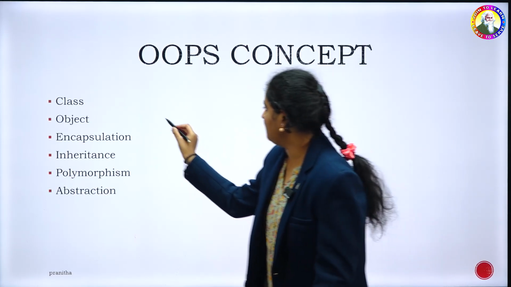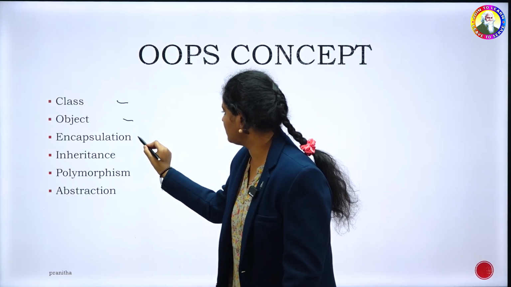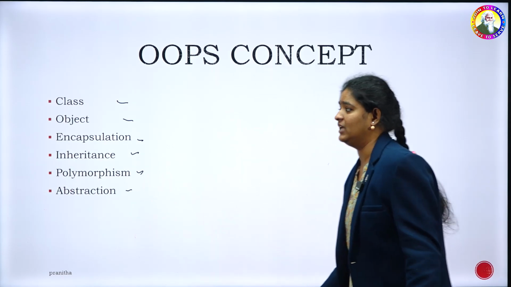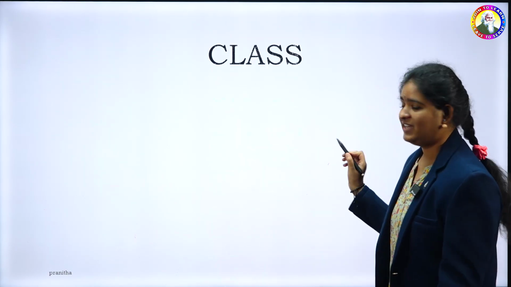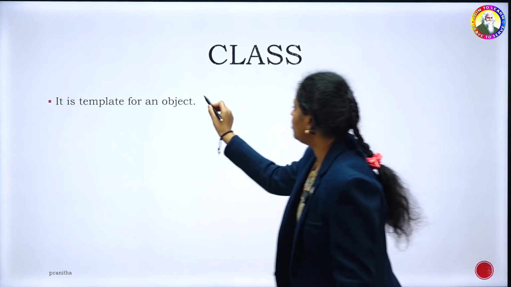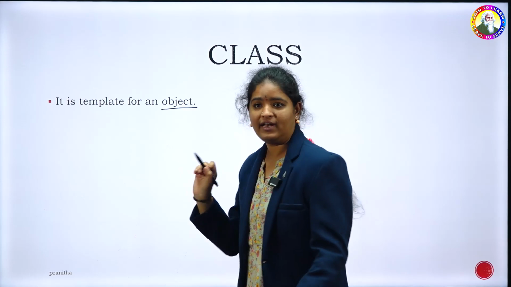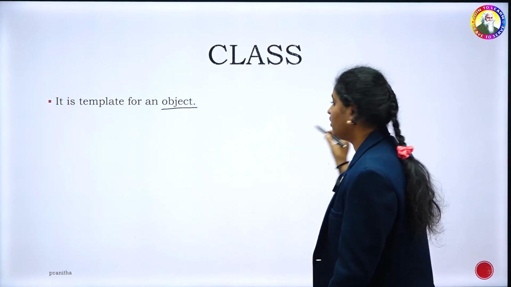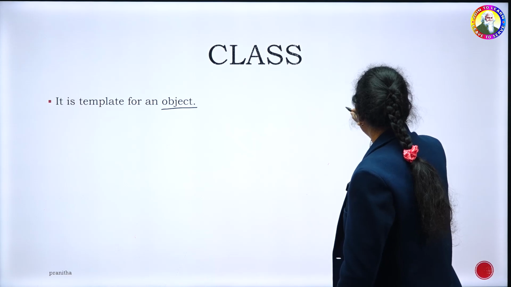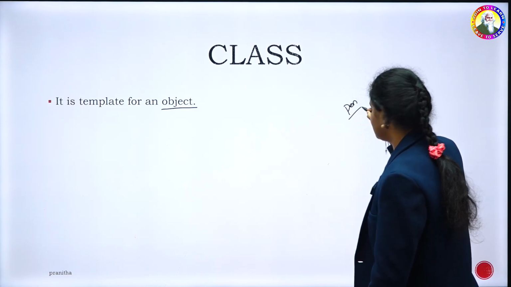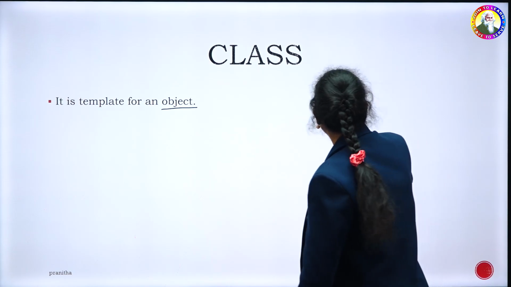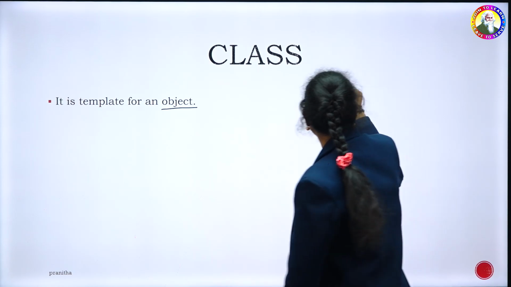Next, these are the main concepts: class, object, encapsulation, inheritance, polymorphism and abstraction. We'll see them one by one. The first one is class. We all know the class is a template of an object. For example, a pen is an object, but the pen construction may be from different companies.